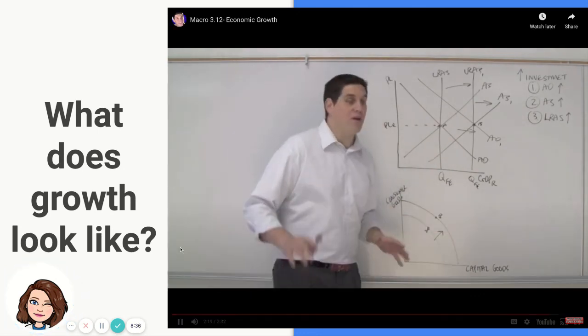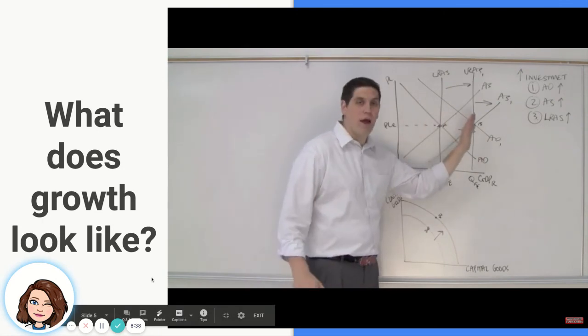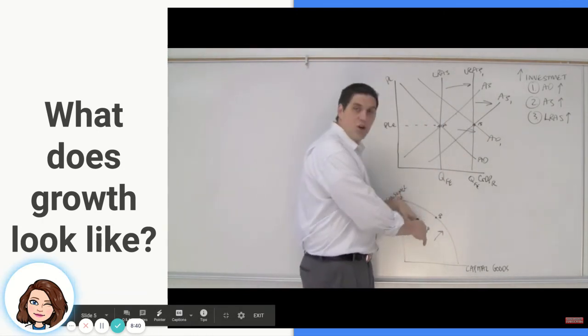All right, the concept of the long-run aggregate supply shifting to the right is just the same as the production possibilities curve shifting out.